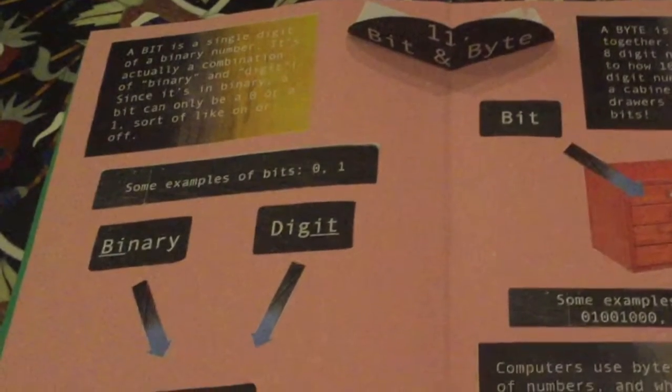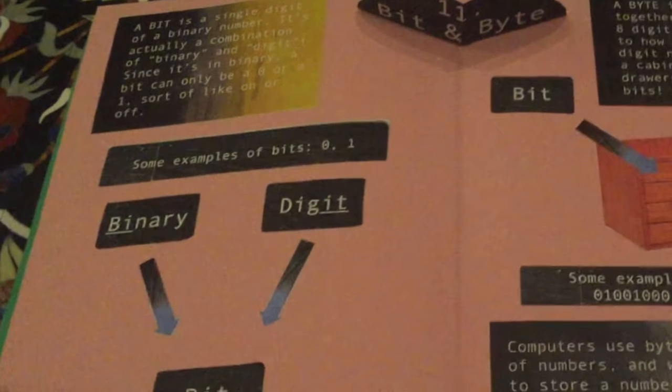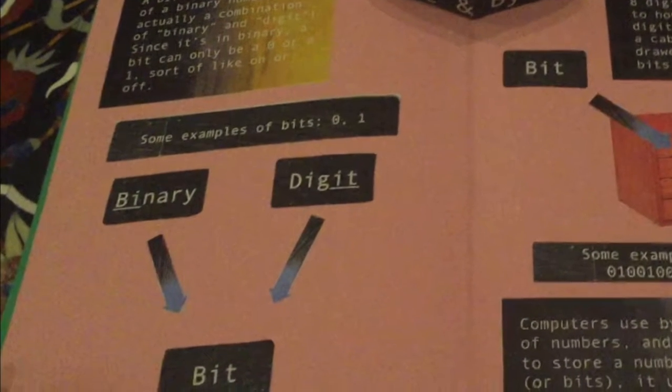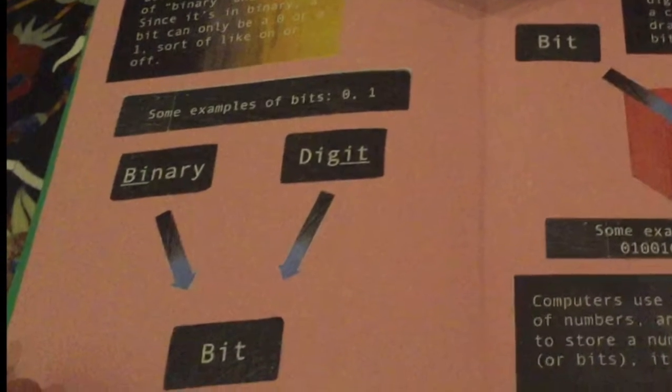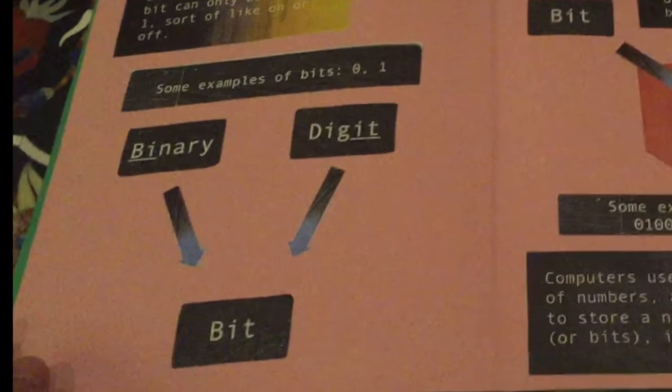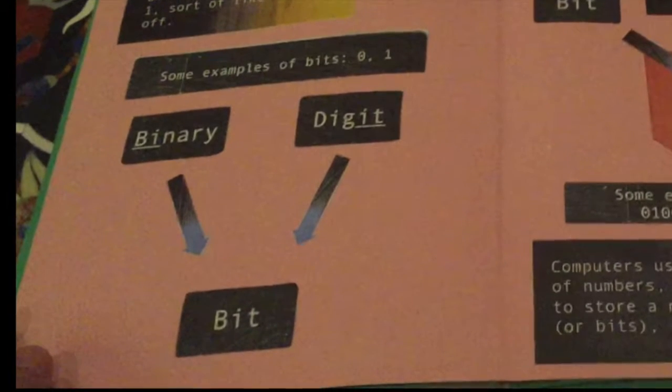A bit is a single digit of a binary number. It's actually a combination of binary and digit. Since it's in binary, a bit can only be a 0 or a 1, sort of like on or off.